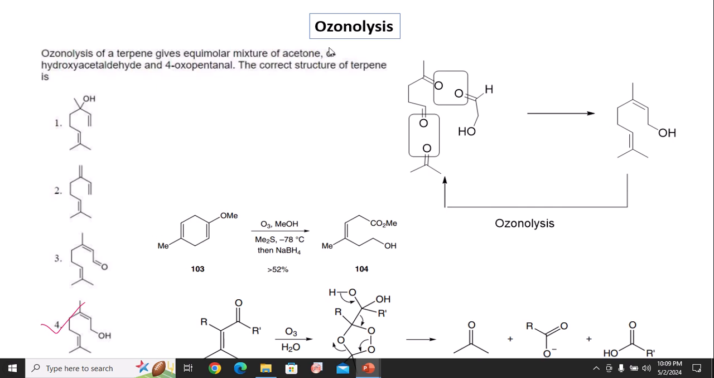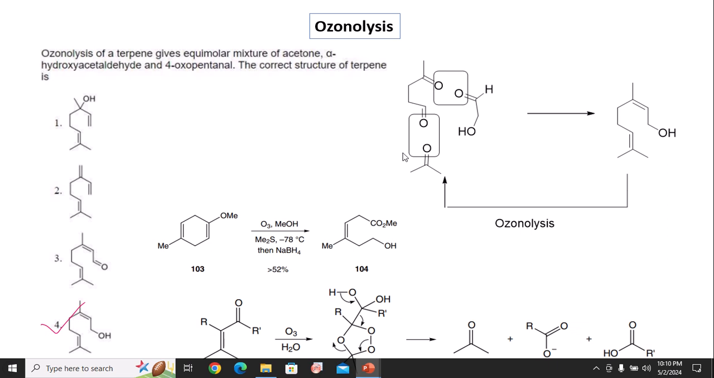Now we are going to the next problem regarding ozonolysis reactions. In ozonolysis reactions, alkene groups are cleaved to form carbonyl compounds. So the given problem is the ozonolysis of a terpene, which gives an equimolar mixture of acetone, alpha-hydroxy acetaldehyde and 4-oxopentenal.